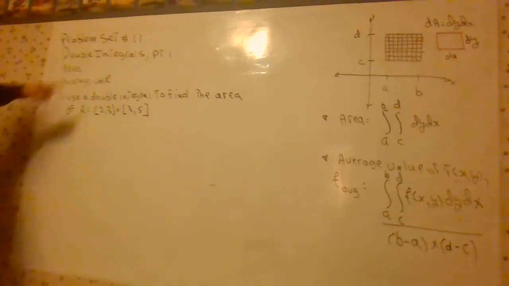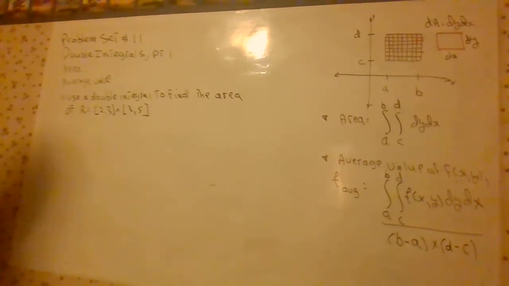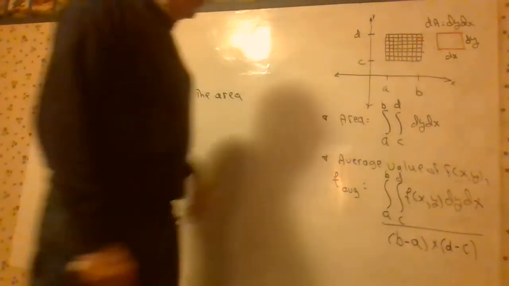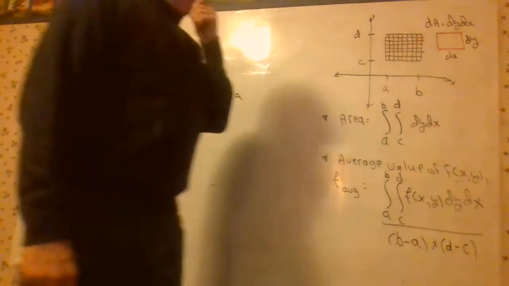Problem set number 11, double integrals part 1. We'll have several different parts to this problem set. In this section, we're going to use a double integral to find area and also average value.